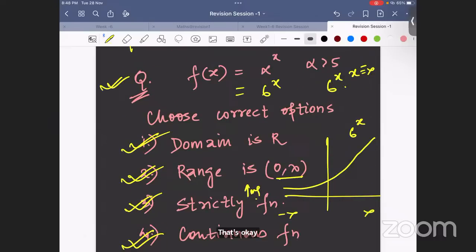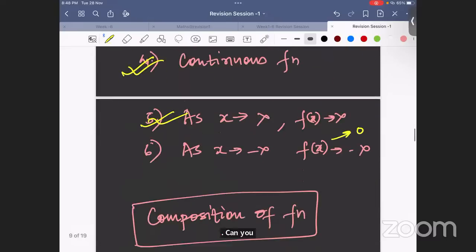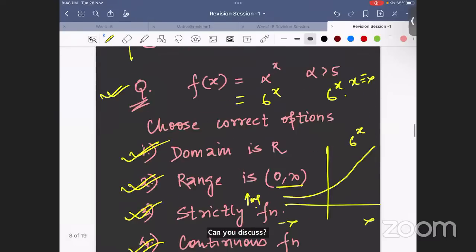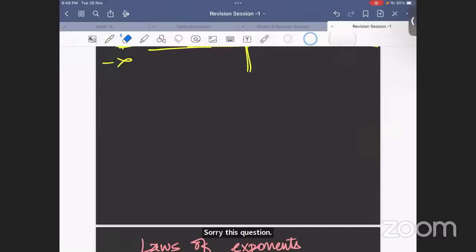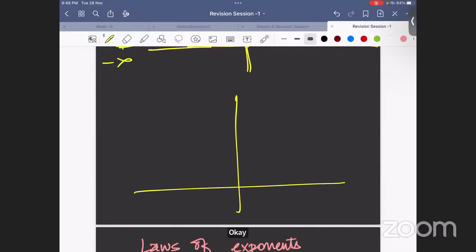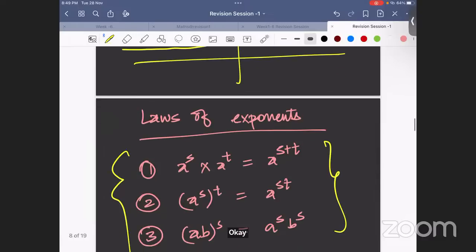Sir, continuous function, can you discuss for this question? Okay. Whenever you are plotting any function, if there is no breakage, that is, you are not lifting your pen, and if you are able to draw this without lifting your pen, you can say that it is a continuous function. Okay, sir, got it.